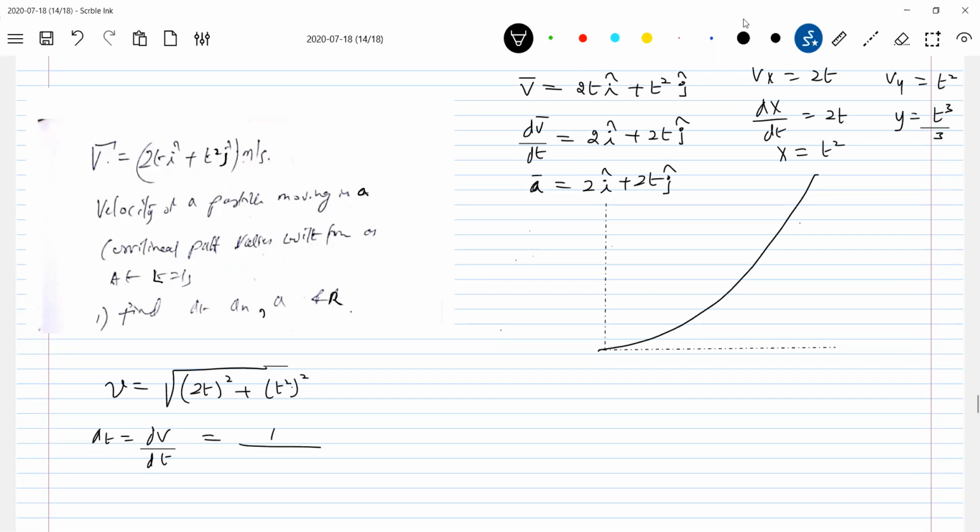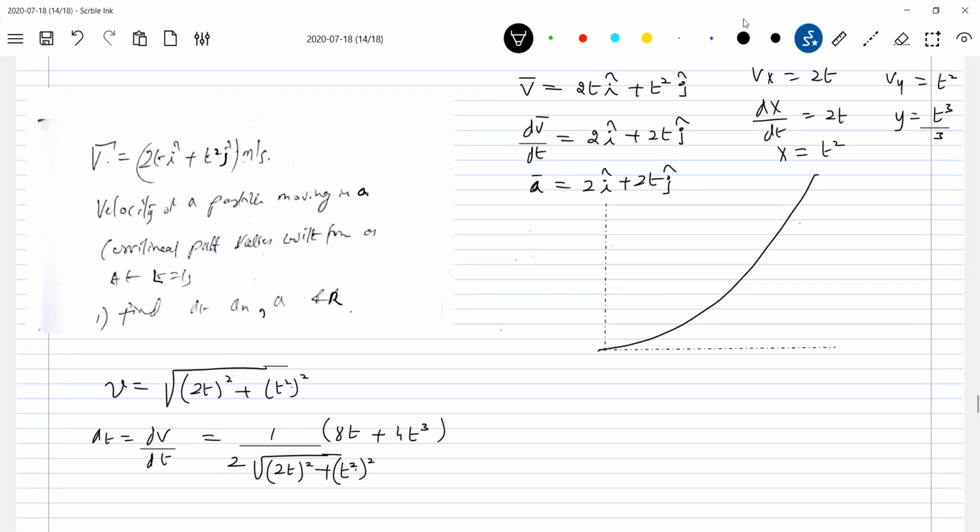This will become 1 by 2, as it is, this will be t square. Now, in the numerator, I'm going to differentiate. This will become 8t plus 4t cube. Differentiating inside the root, 4t square will be 8t, and t to the power of 4 will be 4t cube. So this is the tangential acceleration.